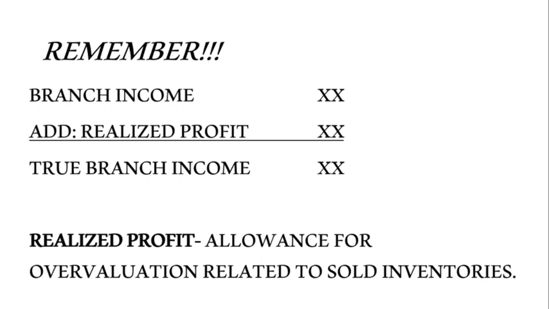Now, when will this unrealized profit be realized? It is when those inventories, those shipments are now sold to the customer. And so therefore, we say that this realized profit, these are the allowance for overvaluation that is related to the sold inventories. And so the unadjusted branch income plus the realized profit, and so we have the true branch income.